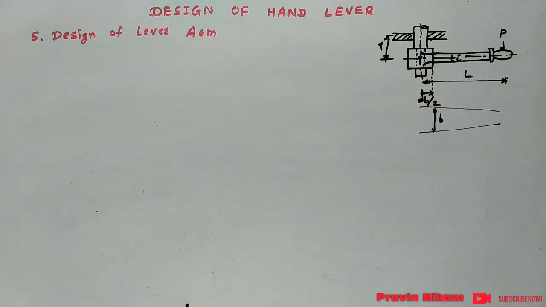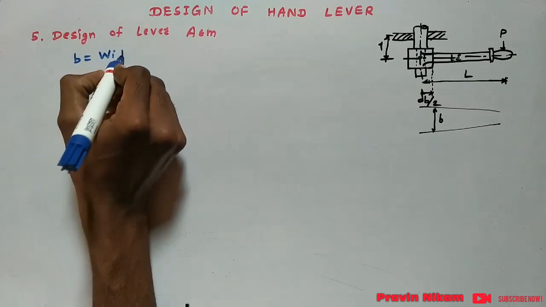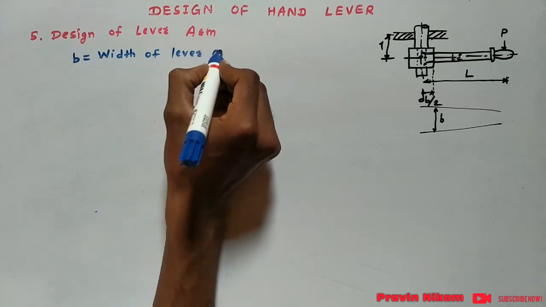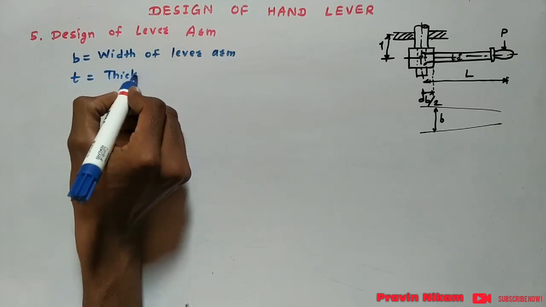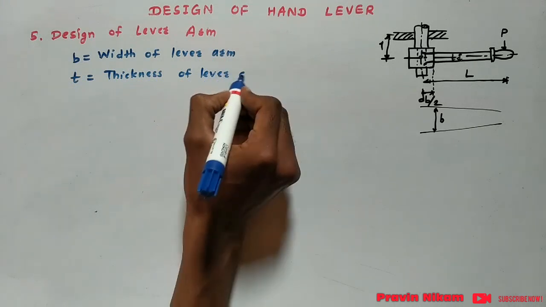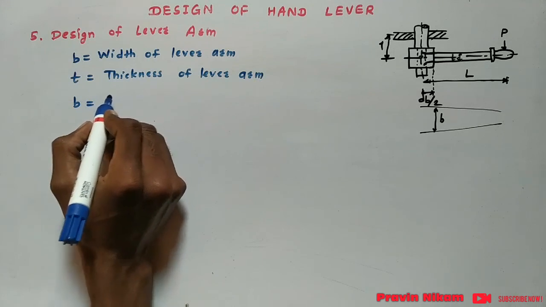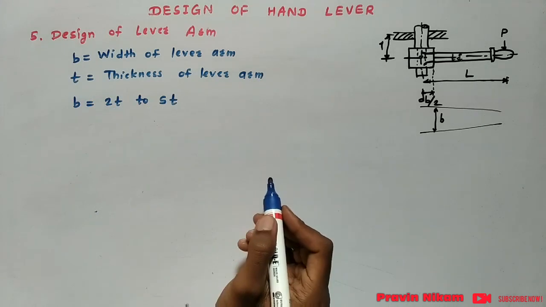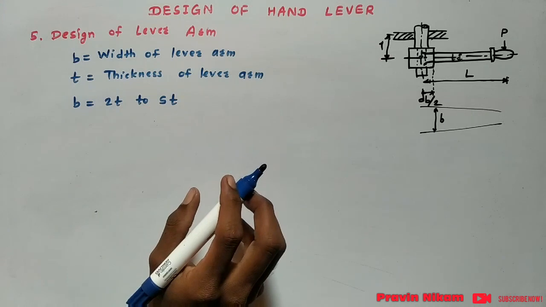So here B is the width of lever arm and T is the thickness of lever arm. You can take width of lever arm equal to 2T to 5T, that is 2T or 3T or 4T or 5T.